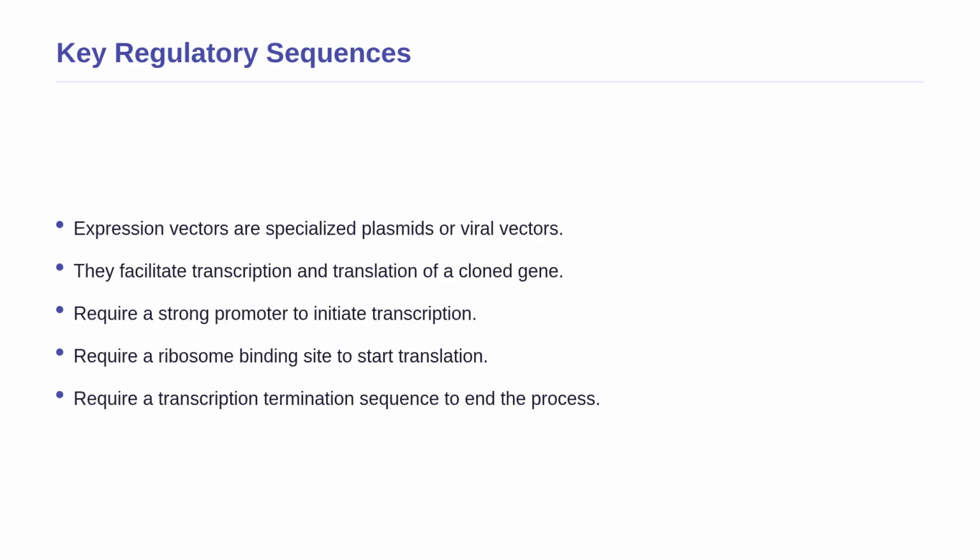Now that we understand the factory analogy, let us look at the formal mechanics. In molecular biology, an expression vector is a specialized plasmid or viral vector engineered specifically to facilitate the transcription and translation of a cloned gene. While standard cloning vectors only need an origin of replication and a selectable marker, expression vectors must be equipped with highly active regulatory sequences. These are the factory managers. They include a strong promoter to initiate transcription, a ribosome binding site to start translation, and a transcription termination sequence to properly end the process. By inserting our gene of interest downstream of these elements, we effectively hijack the host cell's machinery.